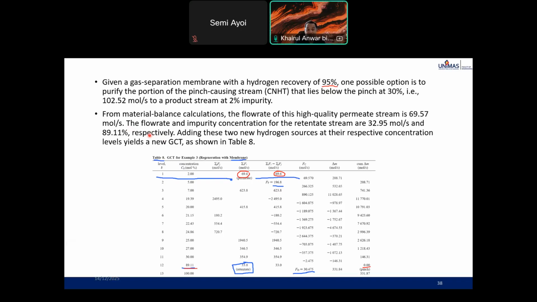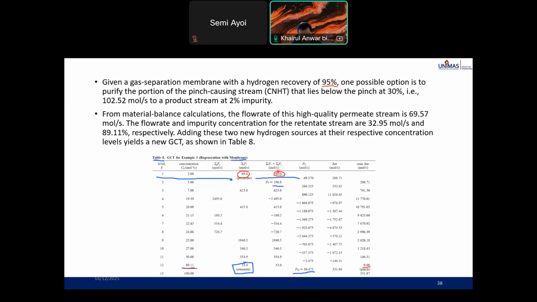So this is the material balance calculation, referring to the membrane. When we treated the FD from table 7, the permeate, meaning the amount of treated hydrogen gas after passing through the membrane, is only 69.57 mole per second.